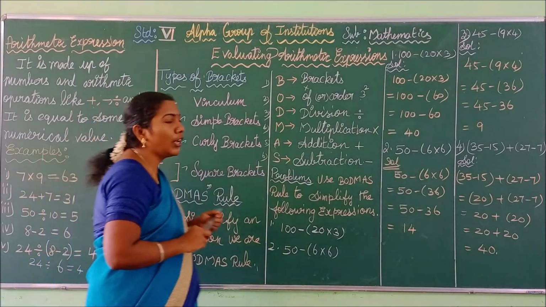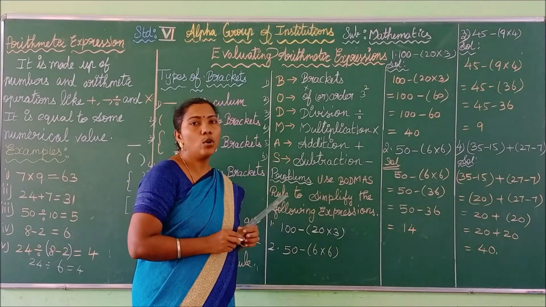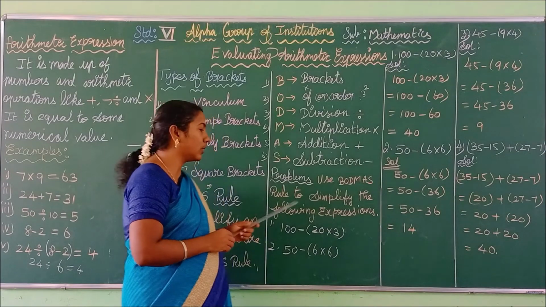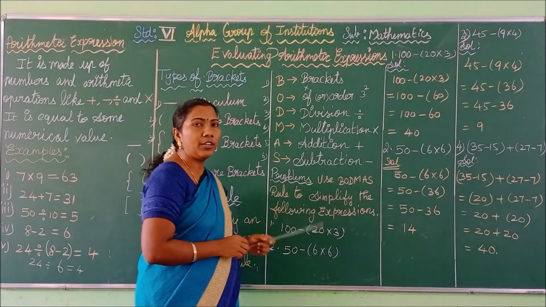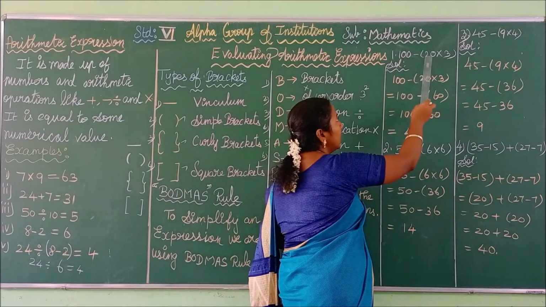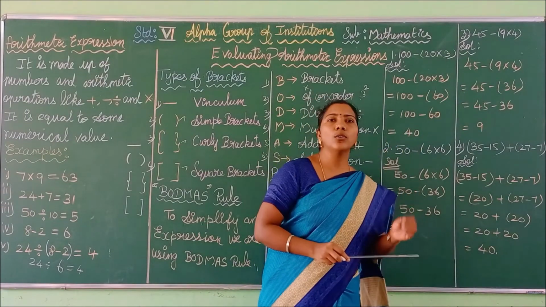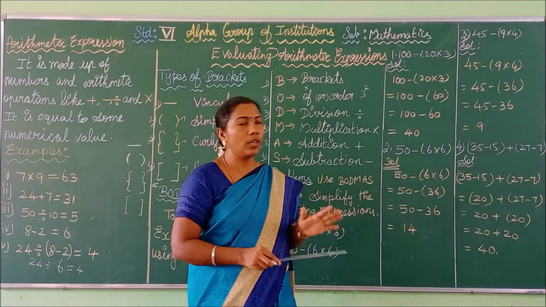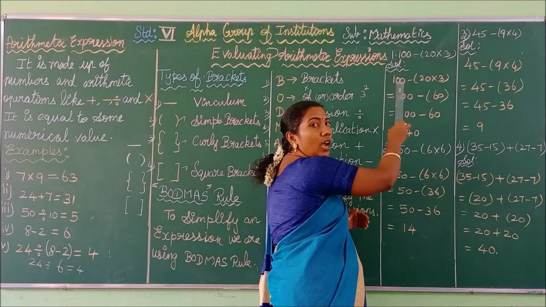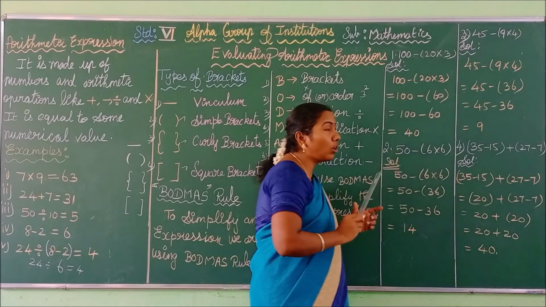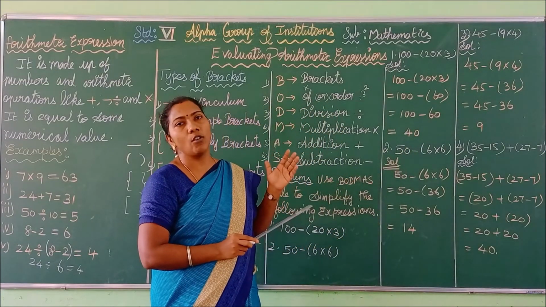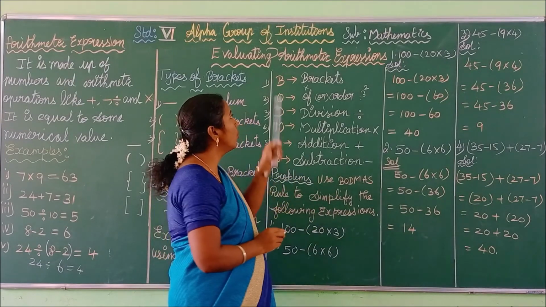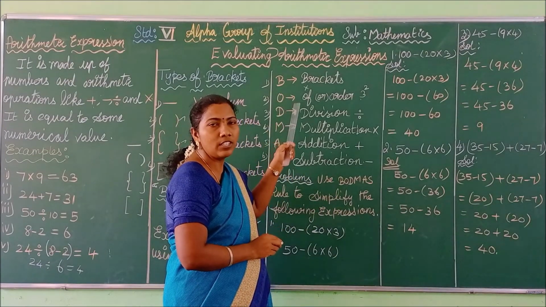Okay. Now we are going to see some problems based on the BODMAS rule. See here. Use the BODMAS rule to simplify the following expression. See the first sum: 100 minus (20 into 3). Always write the question once again in the solution part every time. See here, this is the solution part. 100 minus (20 into 3). Before solving this expression, you have to analyze the BODMAS rule.